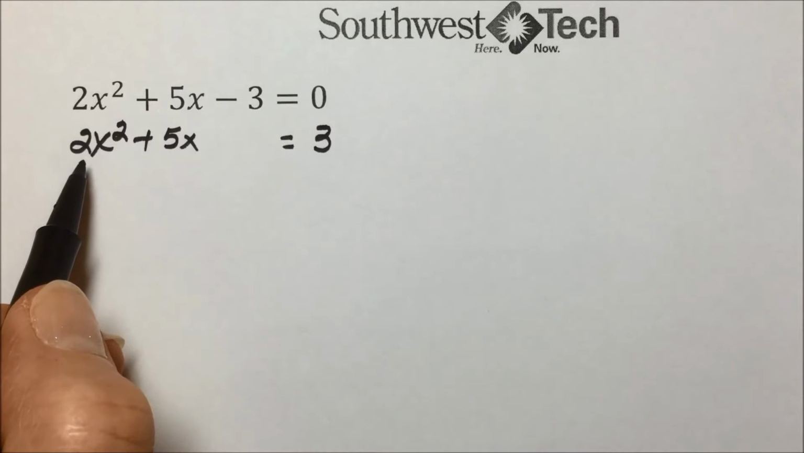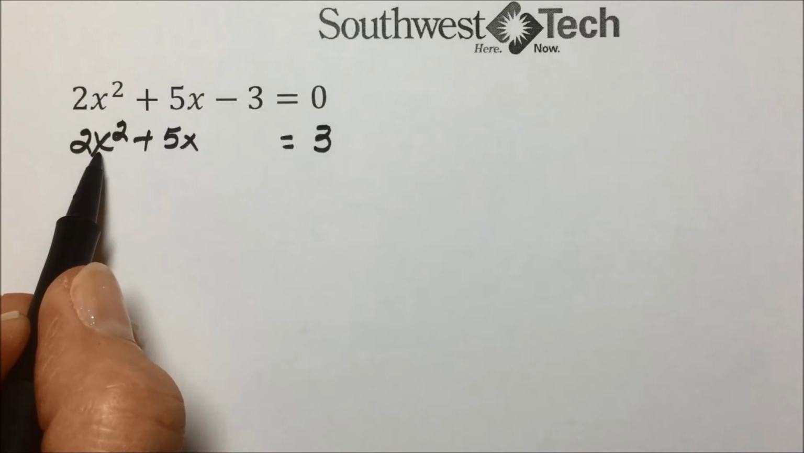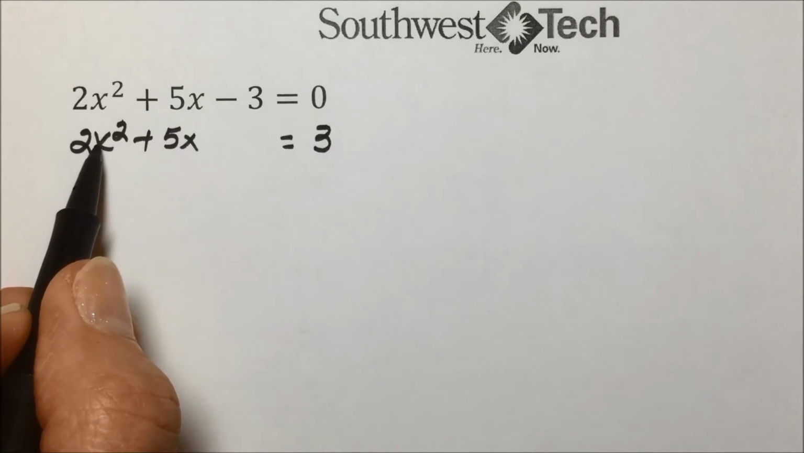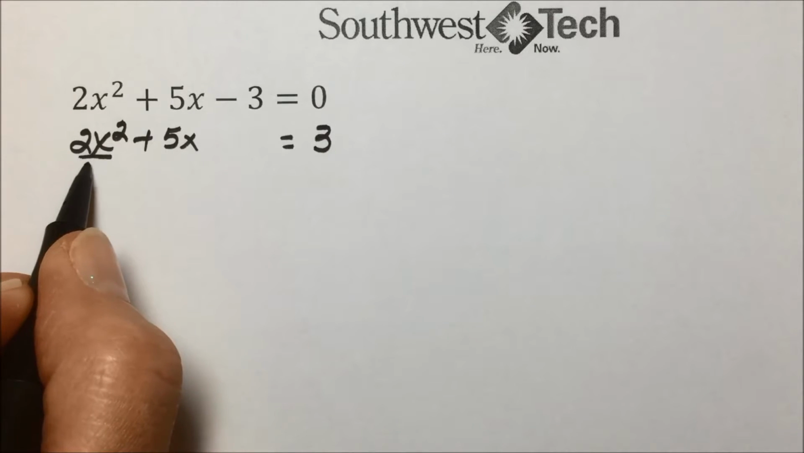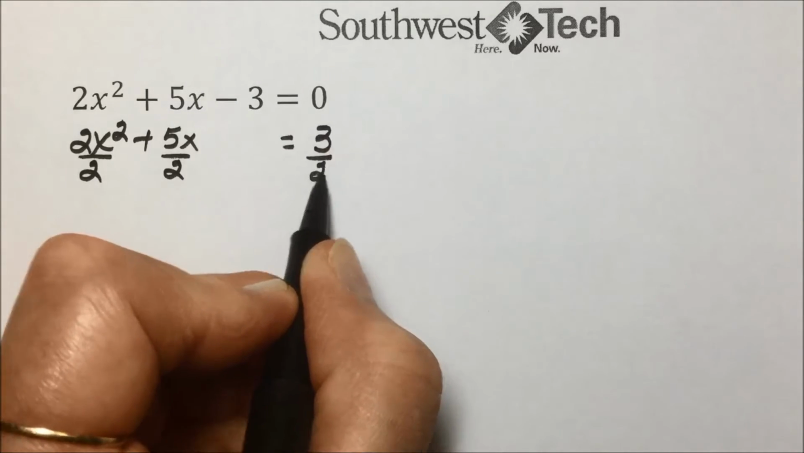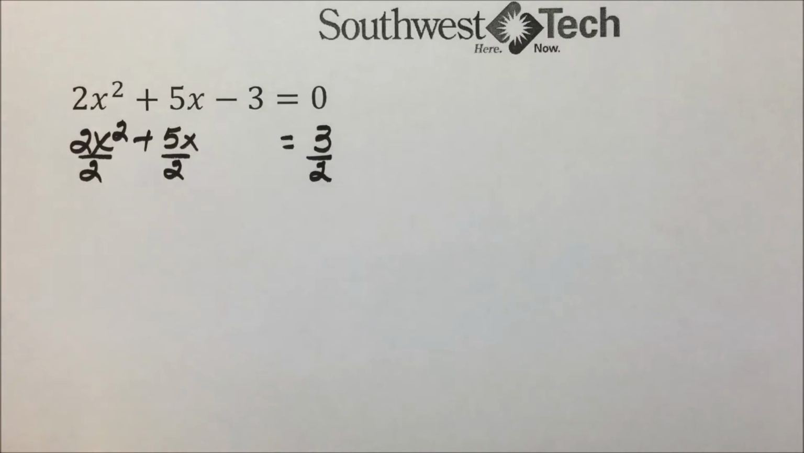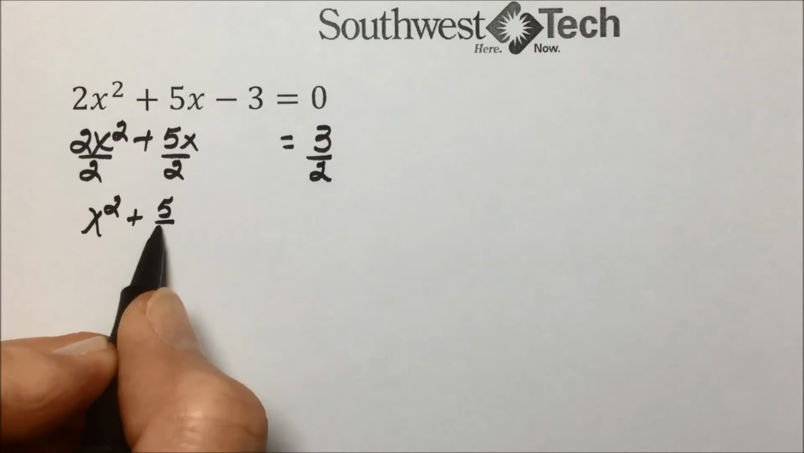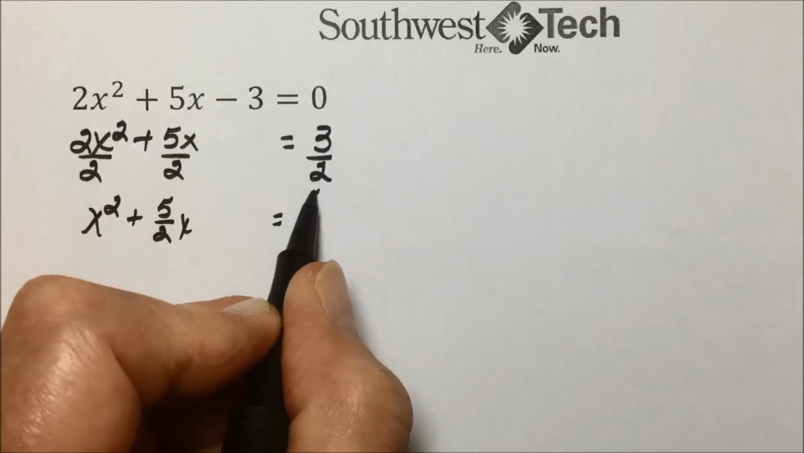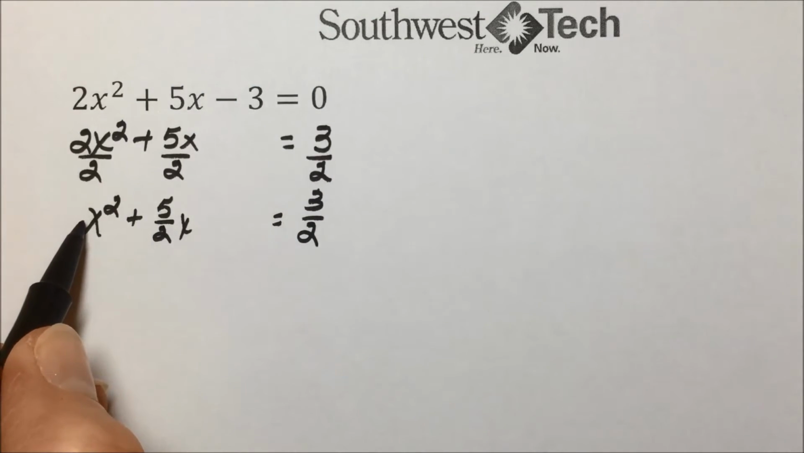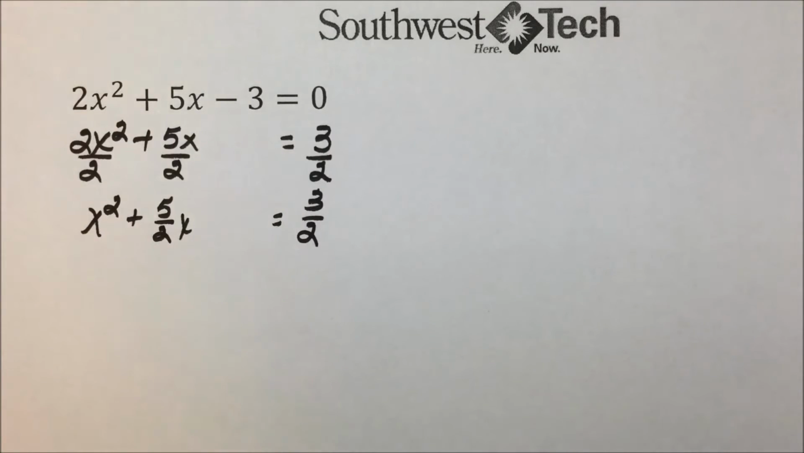Next step, and here we actually can do this, we want a leading coefficient of 1. So we need to divide all terms by this coefficient on our x squared term to eliminate it. So we will divide by 2 every term to maintain equality. The 2's cancel out, leaving an x squared. We have a 5/2 x, and we end up with a 3/2. We now have a leading coefficient of 1. We're ready to move on to step 3.